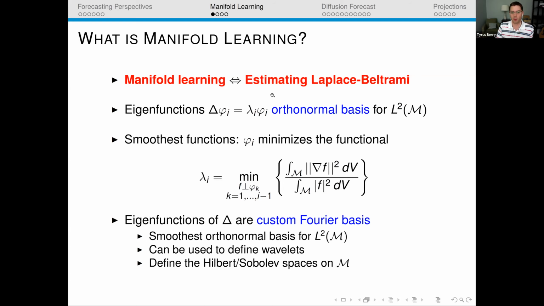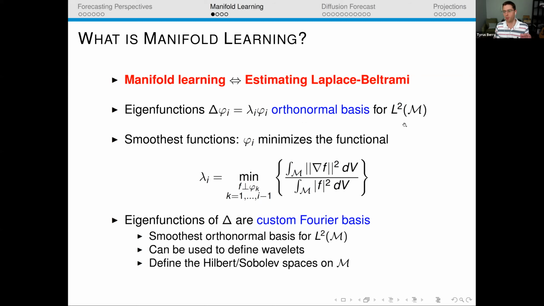The way that manifold learning takes advantage of that is it doesn't try to learn the actual point set of the manifold. Instead, it tries to learn a nice basis for functions on the manifold, and it does that by estimating a Laplace operator. On a general manifold, you can define a Laplace-Beltrami operator, and at least on a compact manifold, it will have a nice set of eigenfunctions, and those will form an orthonormal basis for square integrable functions on the manifold.